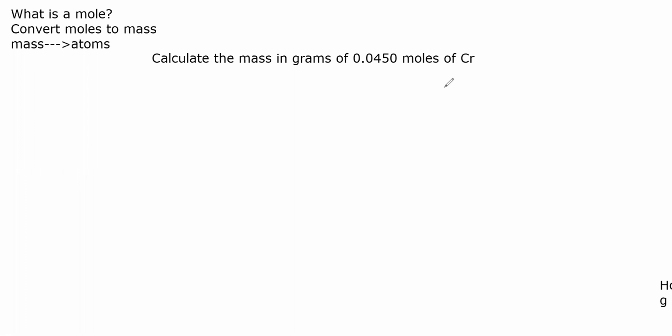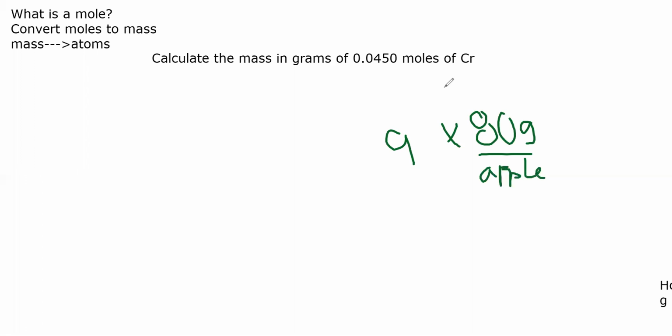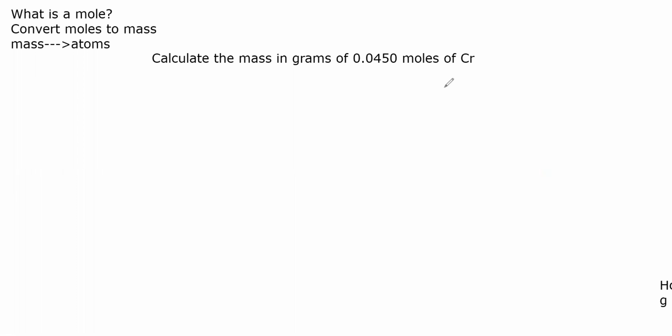So first, we can kind of look at a real-world example. Say you have like 9 apples, and each one is worth 80 grams. So all you'd have to do is multiply 9 times 80 grams per apple, and you get 720 grams. So that is just the same thing, it's just with complicating numbers. That's it. So first we need to find the molar mass of chromium because we don't know that yet.